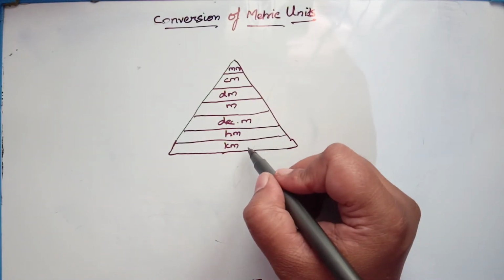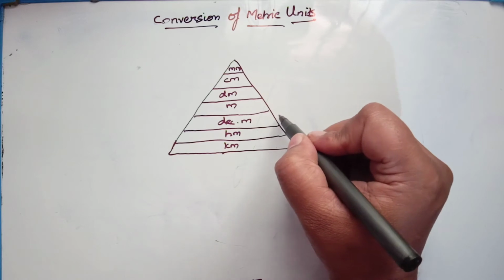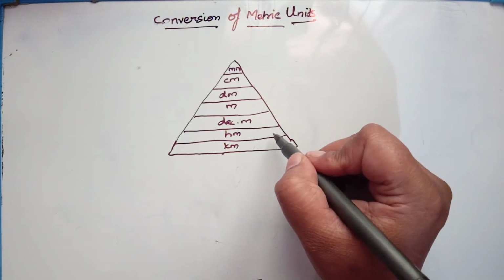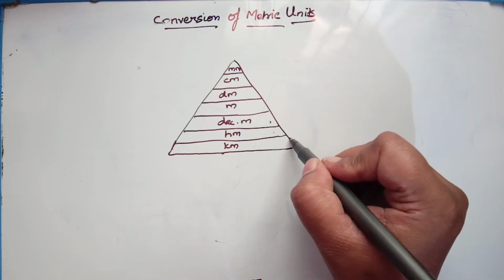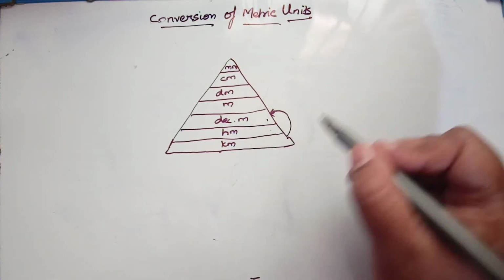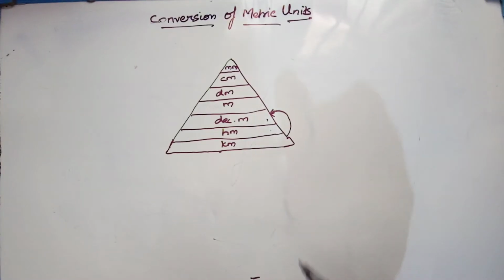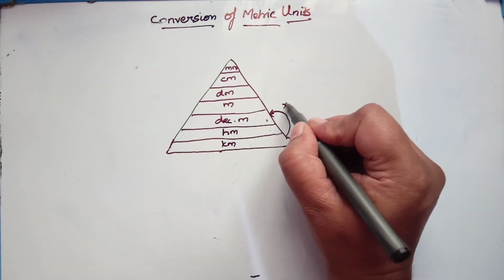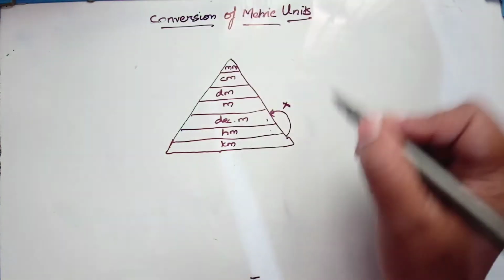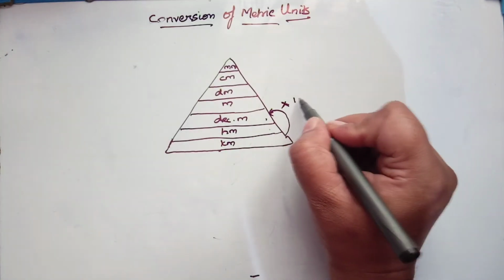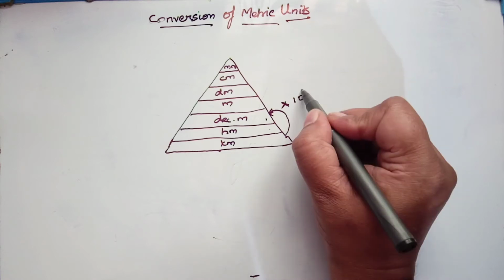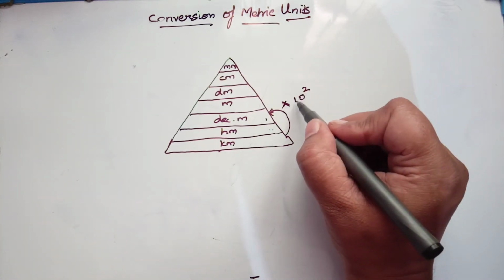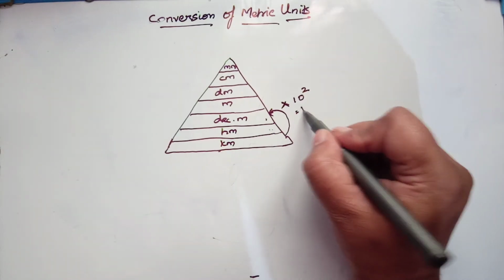Now suppose I have to convert from kilometer to decimeter. How many steps am I going to climb up? 1 and 2. So I am climbing up 2 steps, so I have to multiply. This is the main thing. When I climb up the steps, I have to multiply by 10 to the power of 2. How many steps I am climbing, that is the power, so 10 to the power of 2, that is nothing but 100.